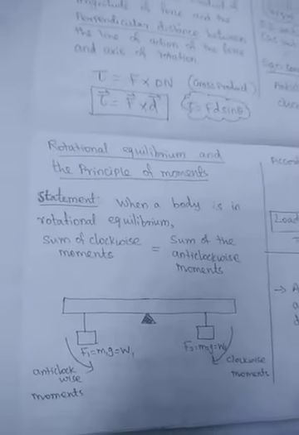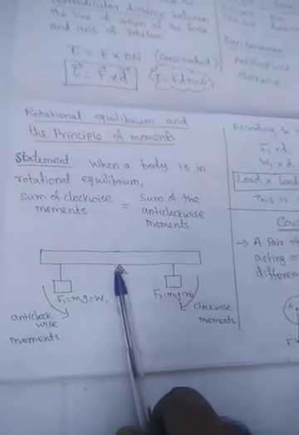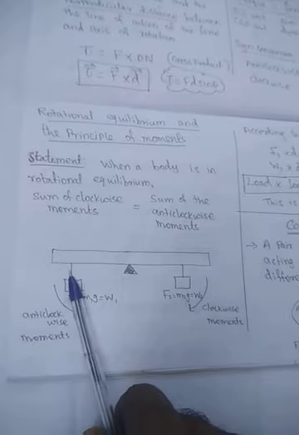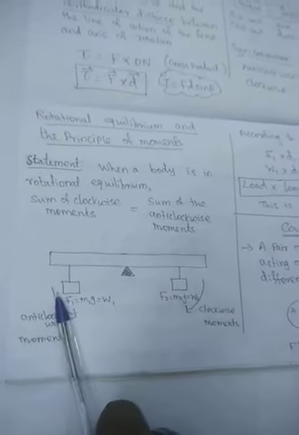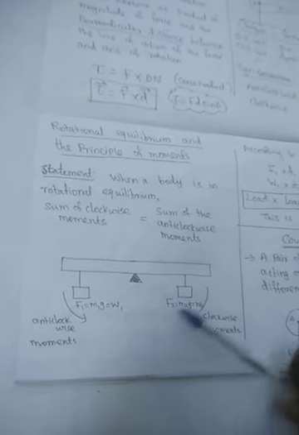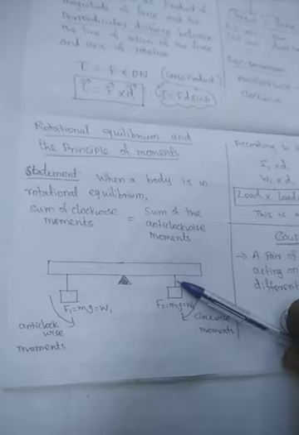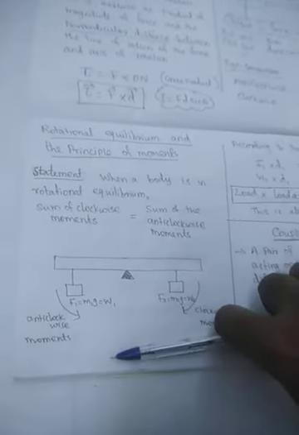So what about the rotational equilibrium and the principle of moments? If you take this seesaw, very simple. Here if you apply the force in this direction, the weight of this left side body makes rotation in this direction, so anti-clockwise direction. The weight on the other side also makes rotation, in the clockwise direction.